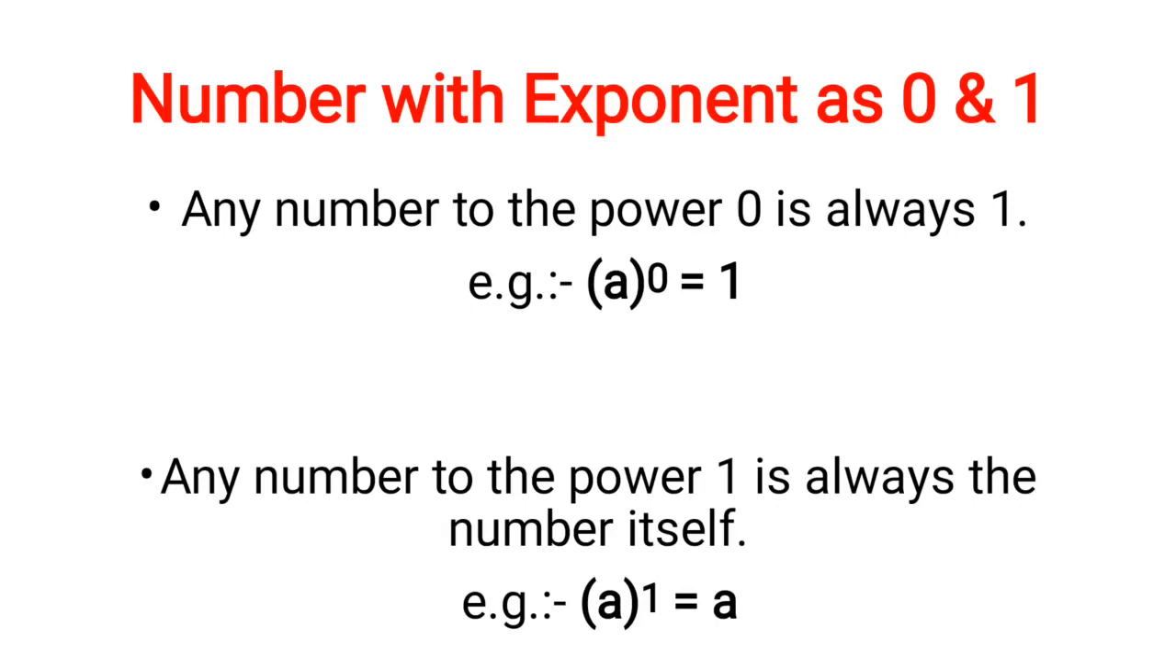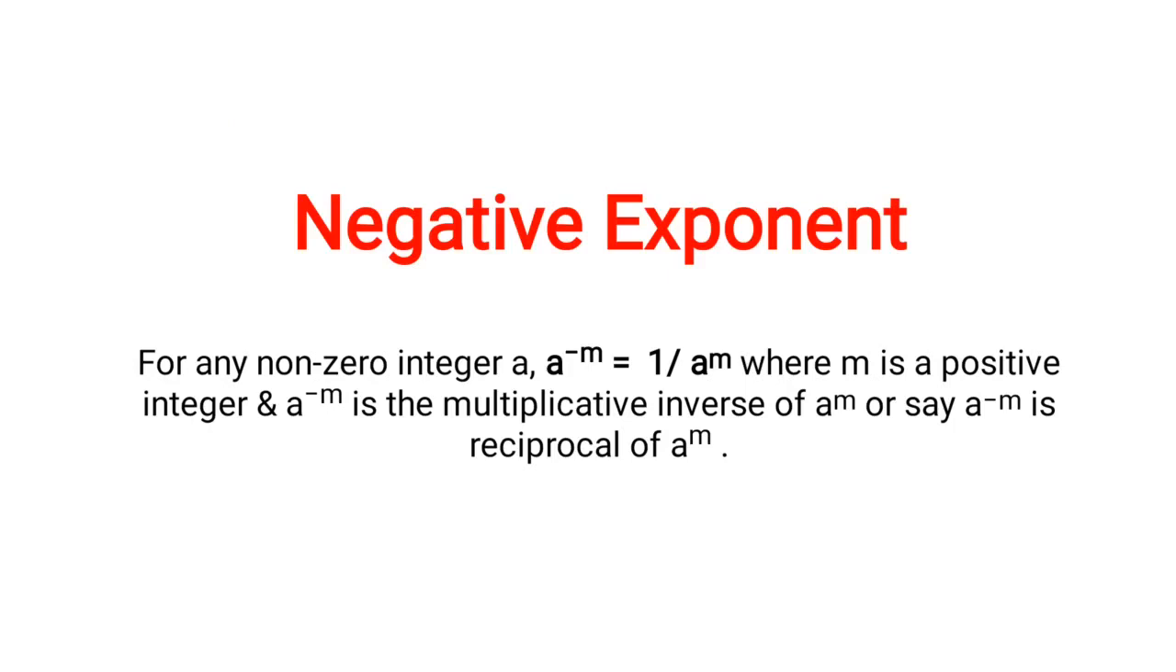Further, we will learn about the numbers with negative exponent. Well, for the numbers with negative exponent, it is said that for any non-zero integer a, a raised to minus m will be equal to 1 upon a raised to m. Here, a raised to minus m is the multiplicative inverse of a raised to m, or say a raised to minus m is the reciprocal of a raised to m.